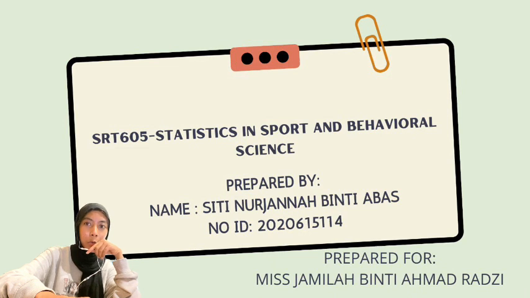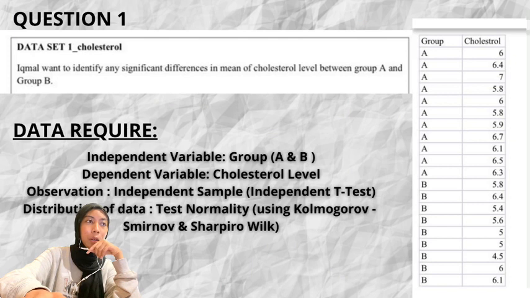So today I will present 7 individuals from SRT605, which is Statistics in Sport and Behavior Science. So let's start. First is question 1. Ikmal wants to identify any significant difference in mean of cholesterol level between group A and group B.